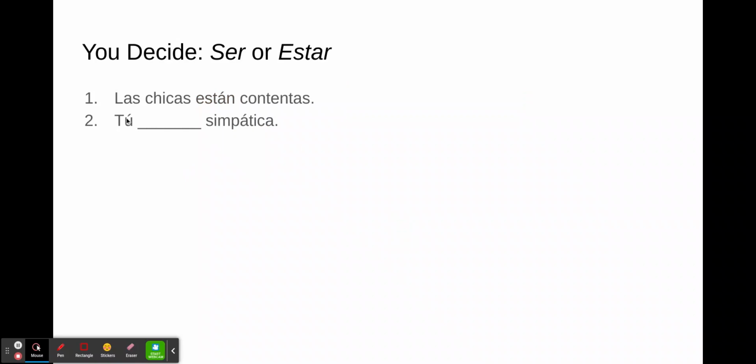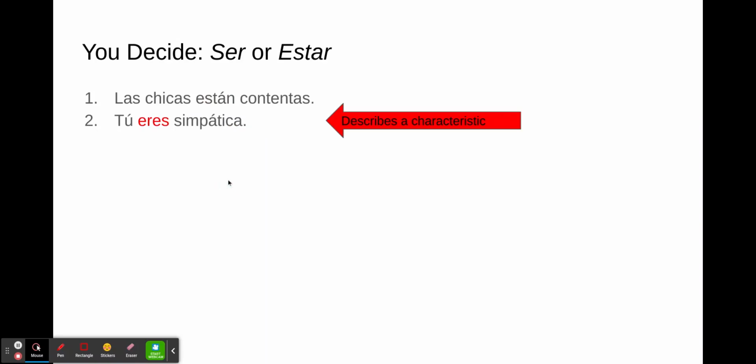My next sentence, tú, something, simpática. Should I use ser or should I use estar? If you said ser, you are correct. Tú eres simpática. You are kind. This one is describing a characteristic of somebody, the fact that they are kind.